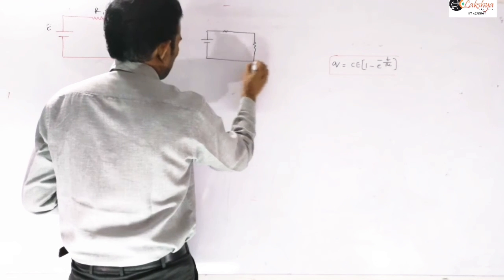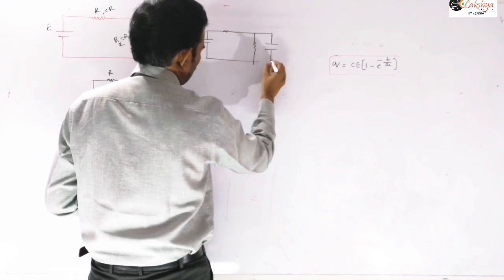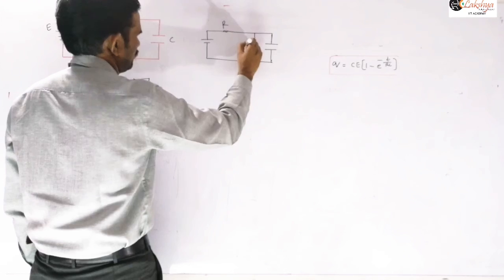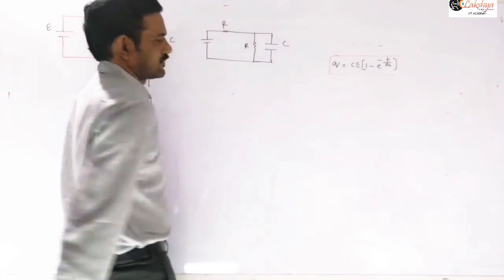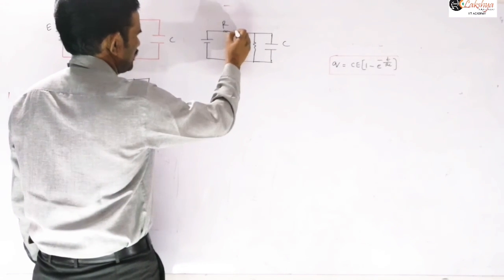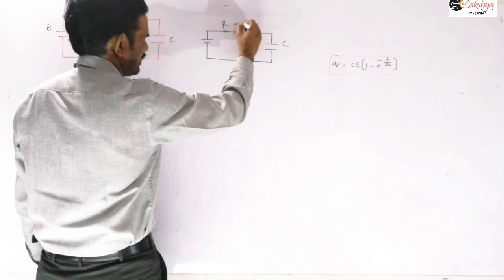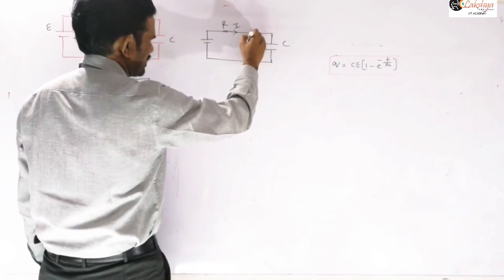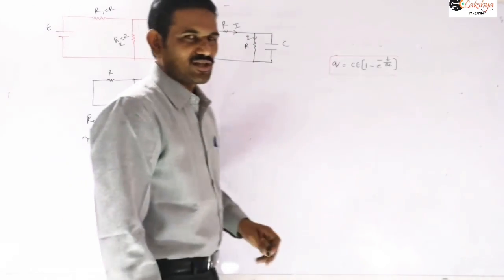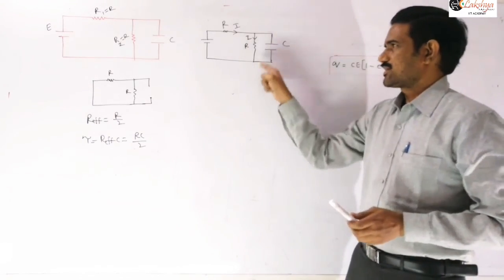So if you are taking the circuit in steady state, the current here will be I. You can observe that in steady state, current will flow only through this resistance, because there is no current flowing through the capacitor. So only in this part will current flow.